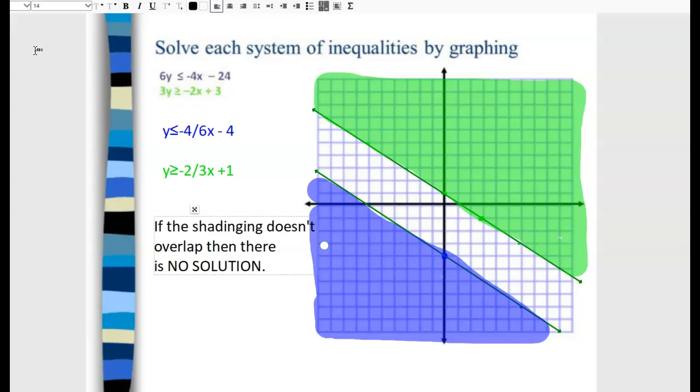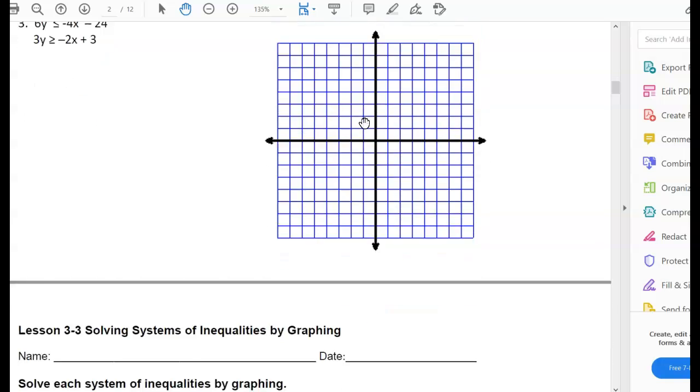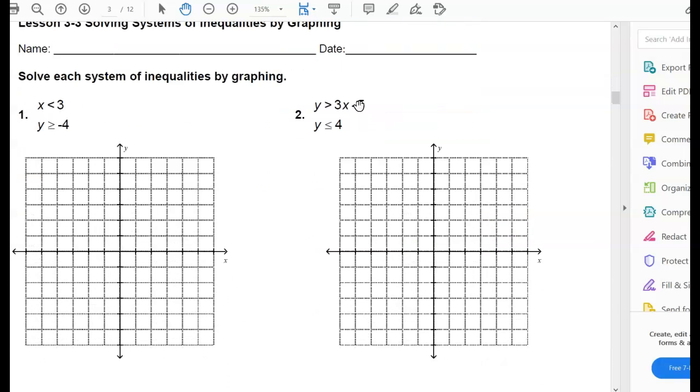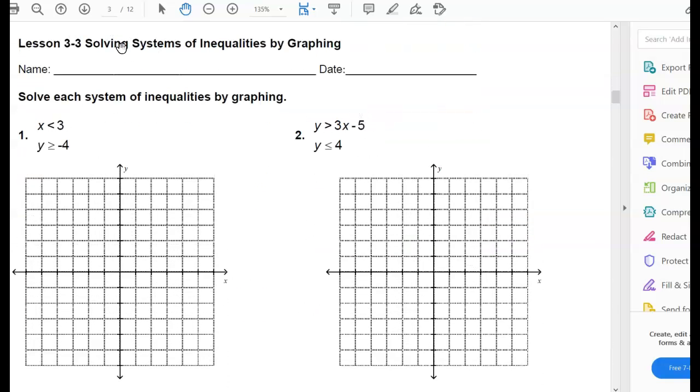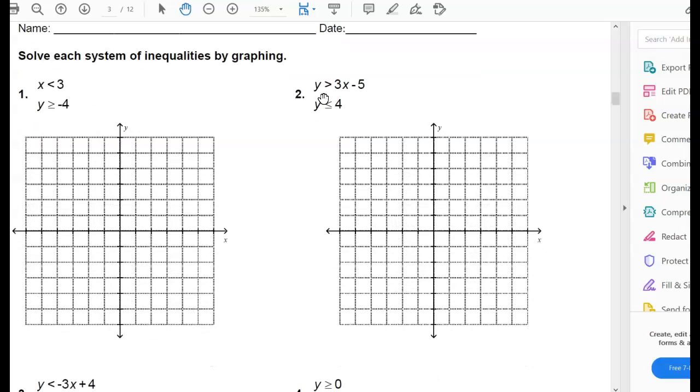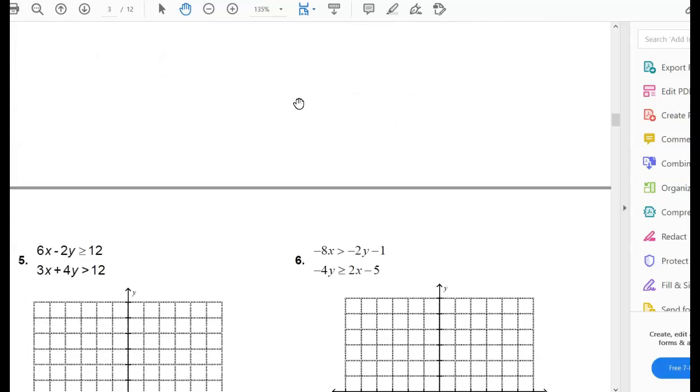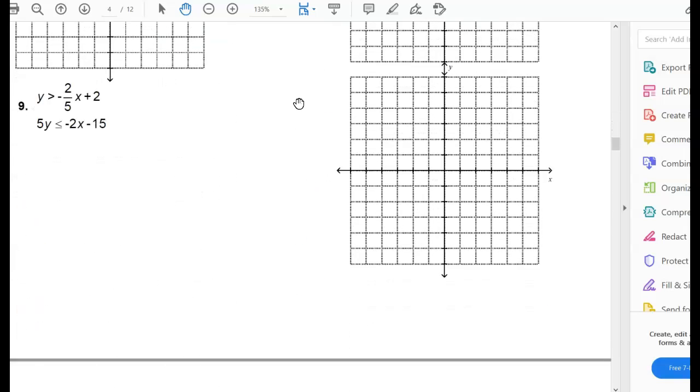Okay, so that sums up the first part of graphing a systems of inequalities. You can go ahead and work on the following problems in your note guide. So after, again, the notes in that packet, it moves on to 3-3, solving systems of inequalities by graphing. You're doing 1 through 9.